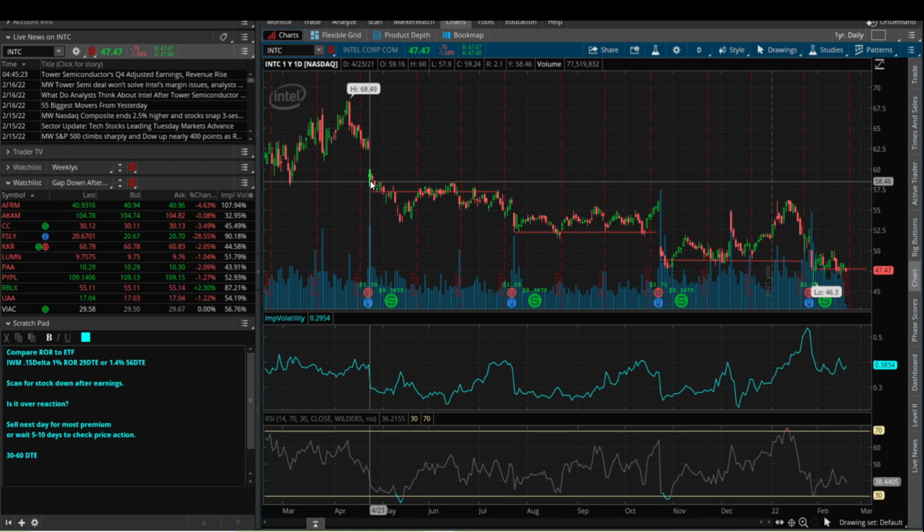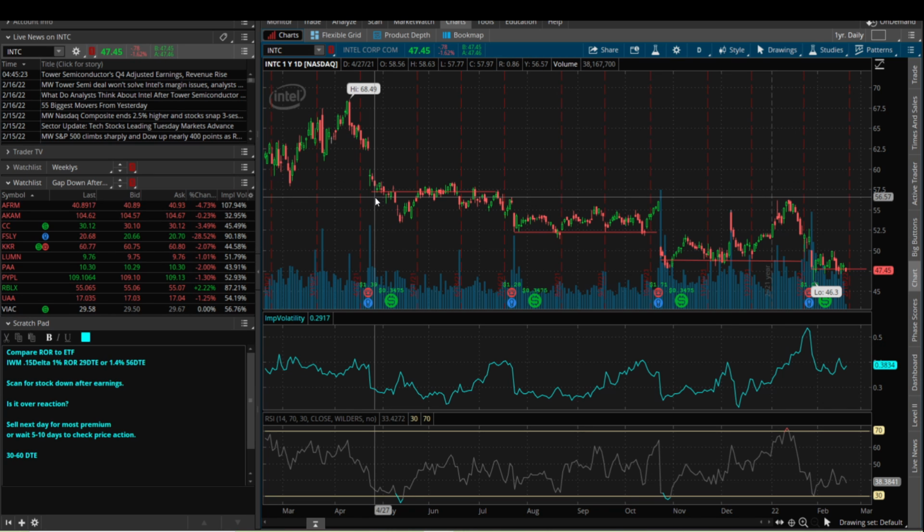If you enter the day the earnings drop happens, normally you'll get a little bit more implied volatility as opposed to waiting. But that's not always the case. It really is going to depend on the stock. I don't really think there's a right or wrong answer there. It's really going to be what you're comfortable with.